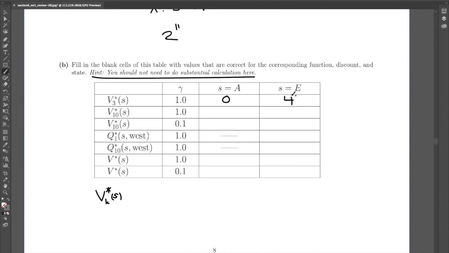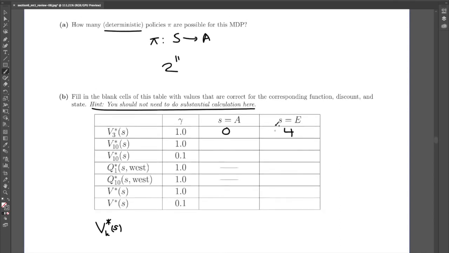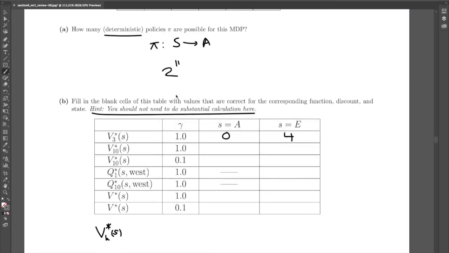And why did I just add these rewards? Well, that's because my discount factor is 1, so I don't have to scale them by any discount. I can just add all of my rewards and I get the answer. Okay, so now that we have an idea of how to solve this first one, let's move on to number 2.